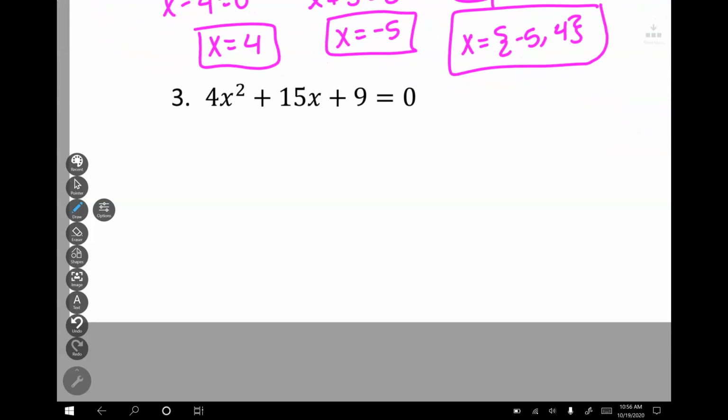Okay, and number 3. So it's already in standard form on this one. So let's move on to factoring this. There is no GCF here. 4, 15, and 9 don't have a common factor. So what we need to do is the AC method. 4 times 9 is 36. So we need two numbers that add to 15 and multiply to 36.